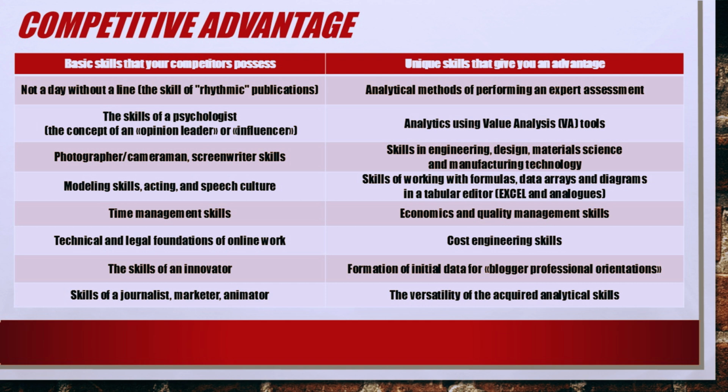The last two items in the unique skills column, at first glance, have only an indirect relation to competitive advantages, but in my opinion they do. Many people are familiar with such a concept as professional orientation when choosing a profession, but not many people understand that the latter is the amount of initial data for a professional.